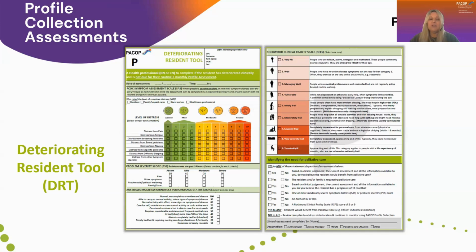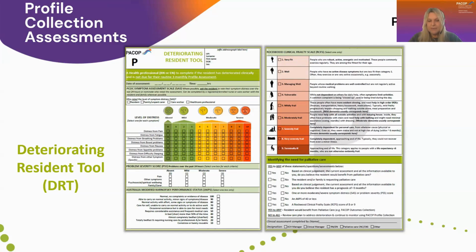And then we have the other side of the coin. We have the problem severity score, which is a clinician rated tool. So we put them together. We get one according to the resident, symptoms and problems of concern to them, one according to the clinician. Put them together, we get the most holistic view we can possibly get of all the symptoms and problems that are of concern for that resident at the time of assessment.